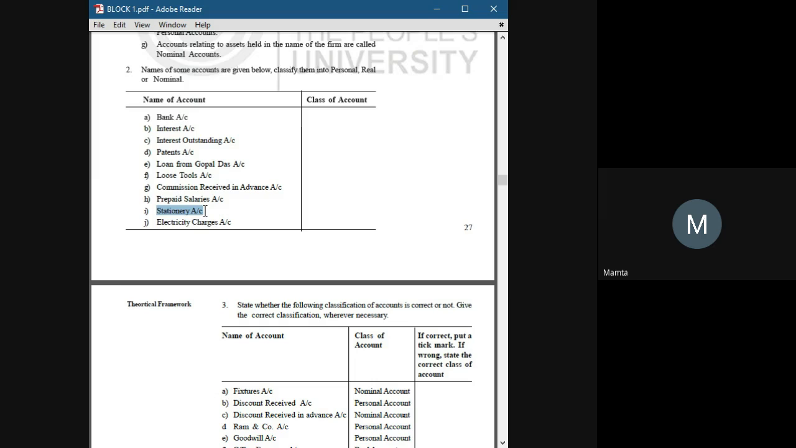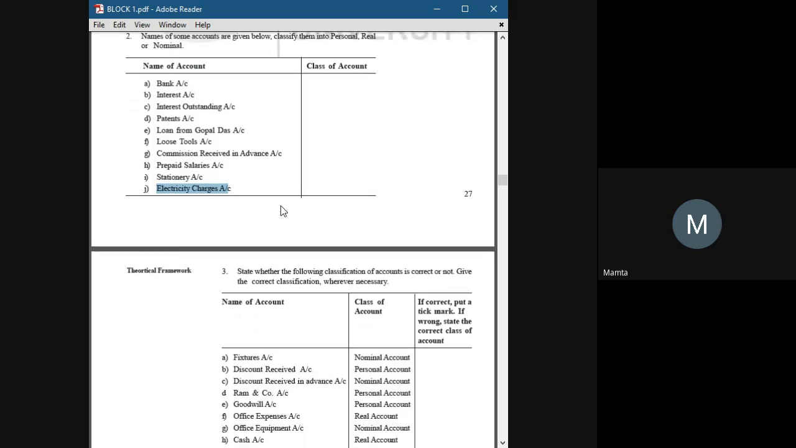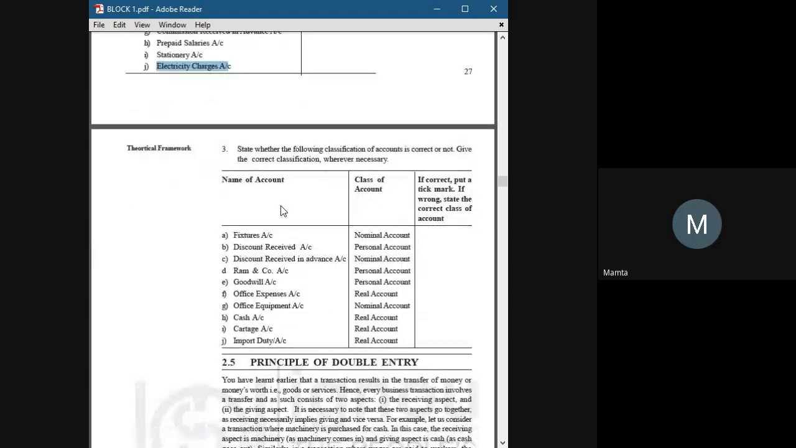Electricity charges. Tell me about electricity charges. It's the easy one. Electricity charges, rentals, and those expenses as well are supposed to fall under nominal account. Yes, you are pretty much right. It goes under nominal account.